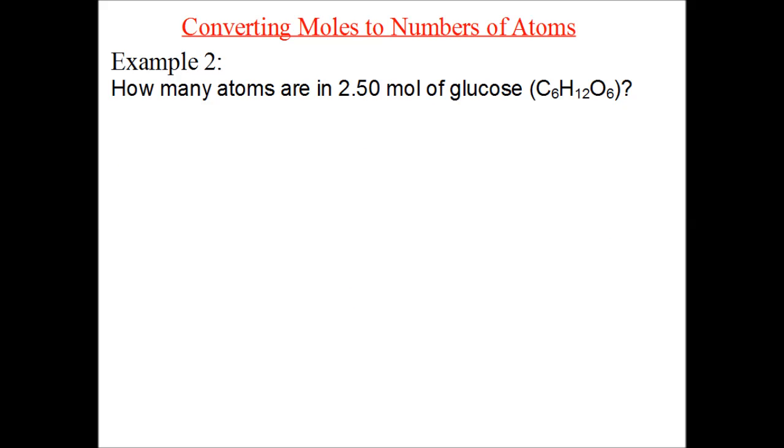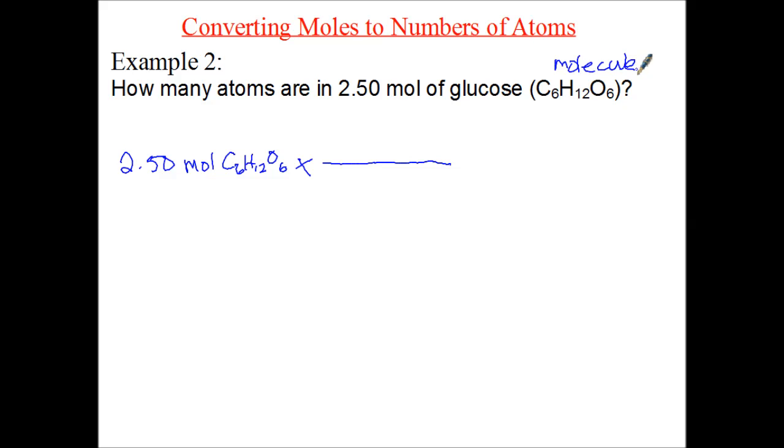So example number 2. How many atoms are in 2.50 moles of glucose? This one's going to be a little bit tricky, so make sure you pay attention. We write down what we know: 2.50 moles of C6H12O6. You don't need to include that part if you don't want to; I usually do out of habit. Now, something a little tricky here. C6H12O6 is a molecule.